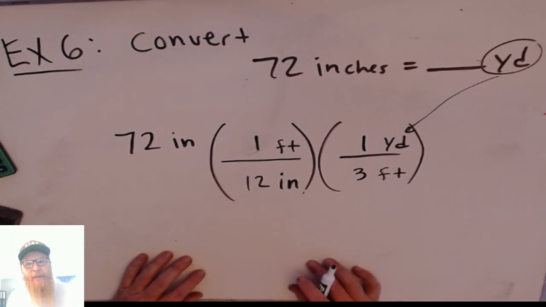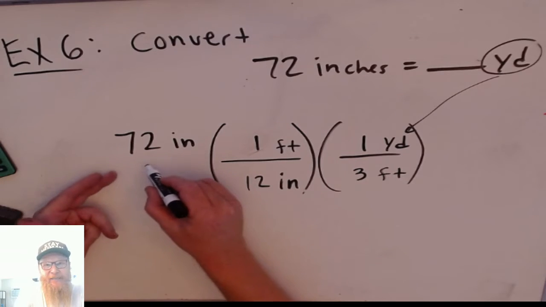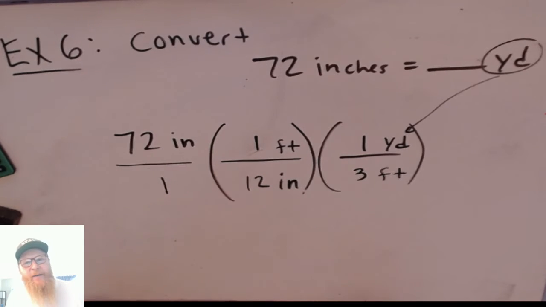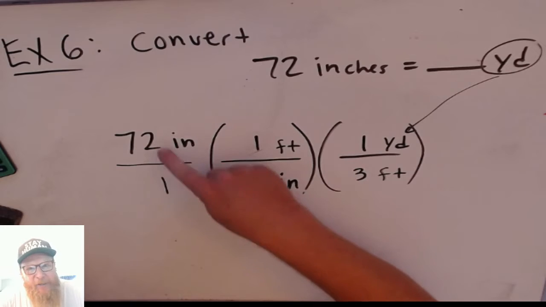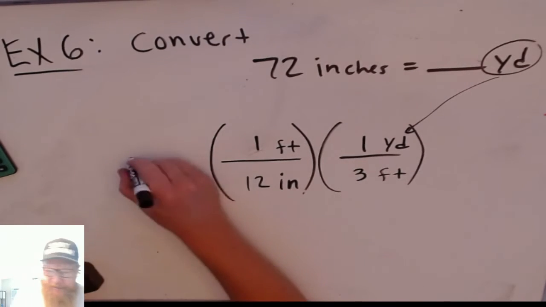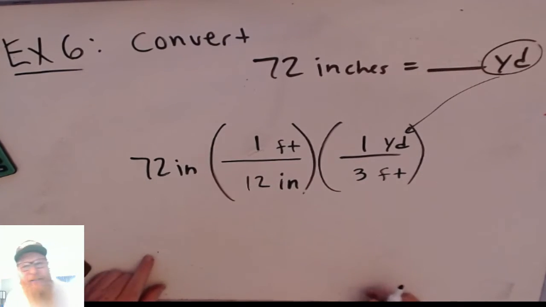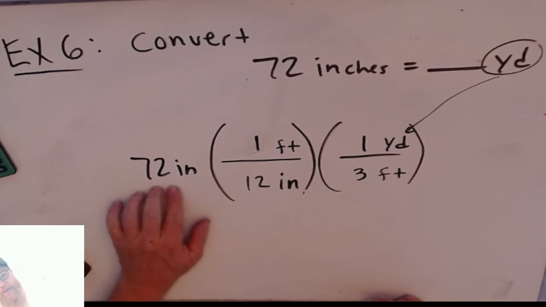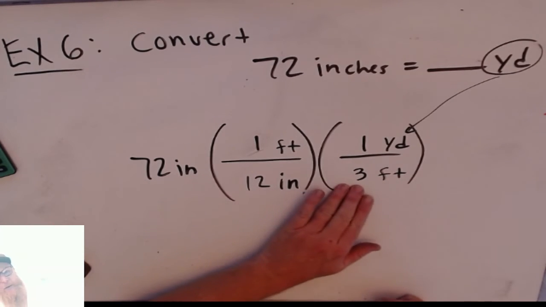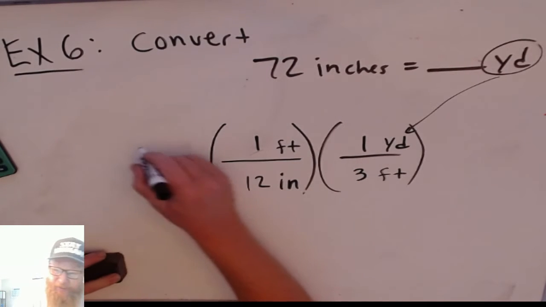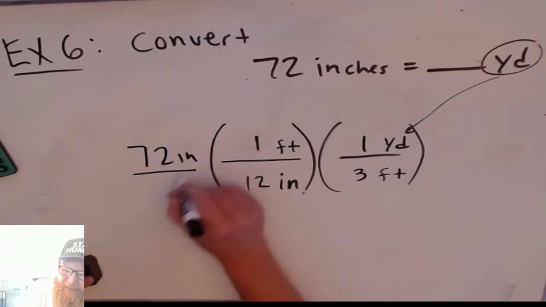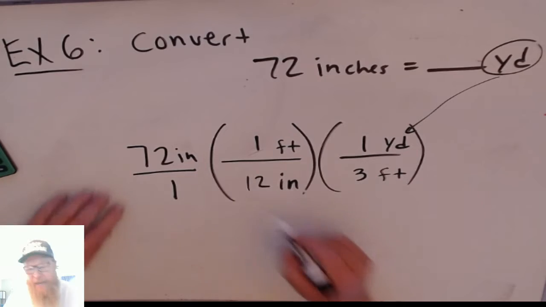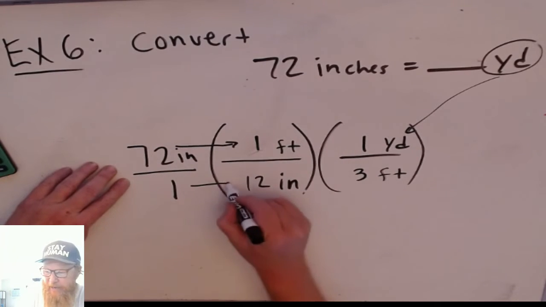Okay? And then just for safety, you can just put an invisible 1 down here. It's mainly so that if you're a sloppy writer, some people are really sloppy and they'll write it like this. I've seen students accidentally go like this, and they'll go 72 times 12 times 3. So this is really just to prevent sloppiness. You just put an invisible 1 here, and then you just multiply straight across.